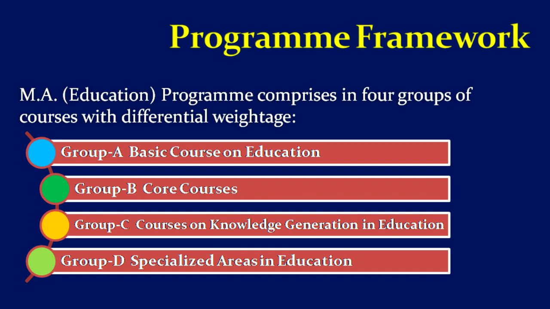courses. As you know, the entire 2-year MA Education Program has been designed in 4 different groups. I have already discussed this in the first session. Group A is basic courses in education. Group B is core courses, that is, different perspective courses. Group C is courses on knowledge generation in education, and Group D is specialized areas in education.